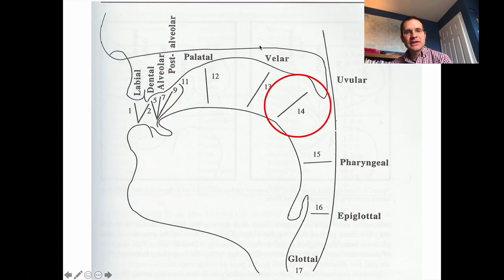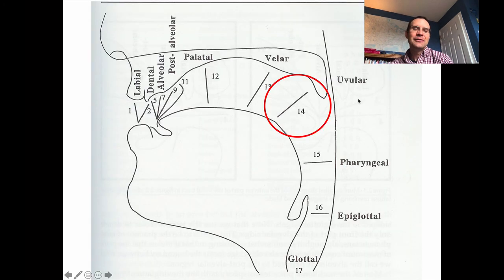Okay, our next place of articulation is not necessarily the next most popular one amongst the world's languages, but we're just going to keep going back into the vocal tract until we get to the glottal place of articulation, and then we'll go back to the front, which, like I said before, is a little complicated. So our next option we'll look at is the uvular place of articulation.